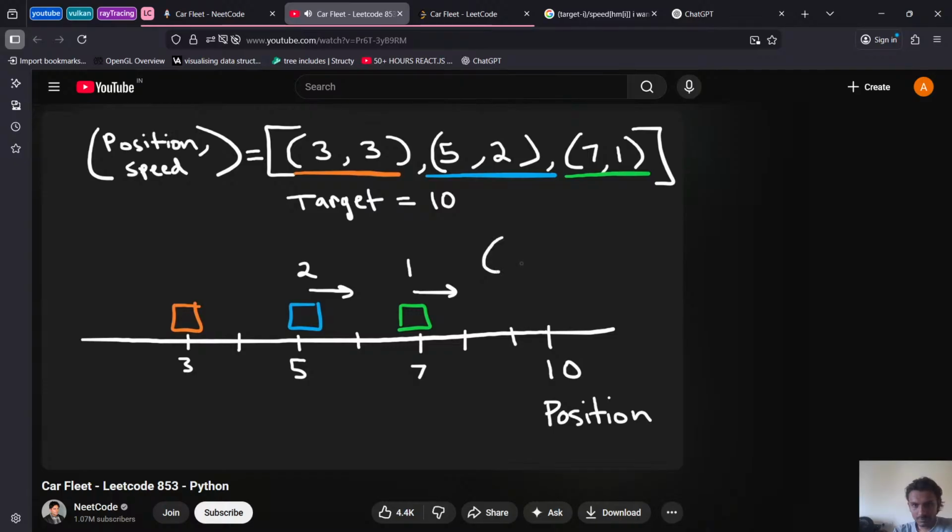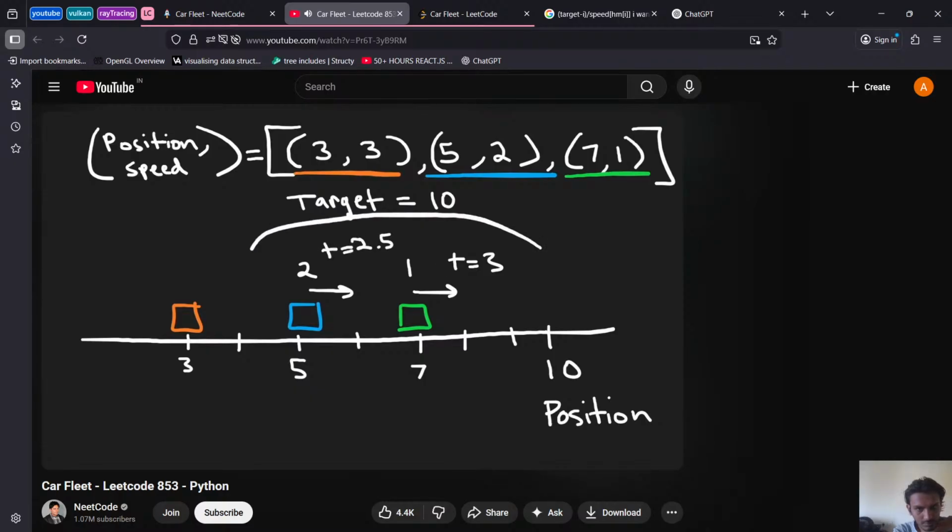We can just take the distance difference, and I'm going to do the green one first. We can take 10 minus 7. That's the distance that we need to travel, 3 units of distance, and divide that by the speed, in this case 1. So this is going to reach the destination at time equals 3. We can do the same thing for this one. So 10 minus 5 divided by 2, that's going to be 2.5. So this is going to reach the destination at time 2.5.